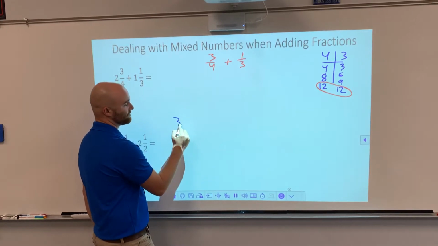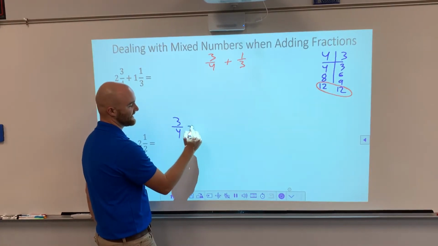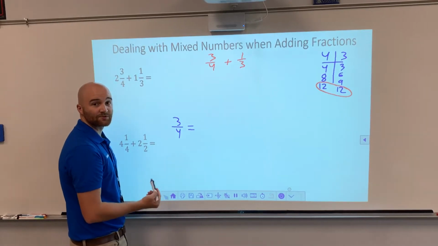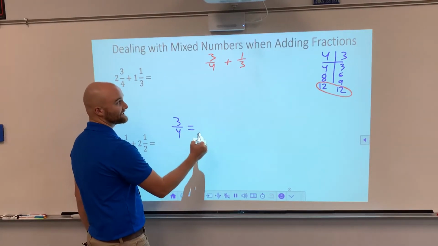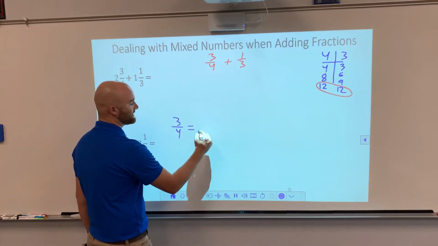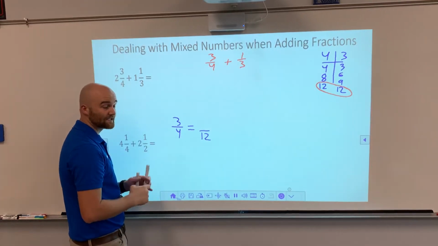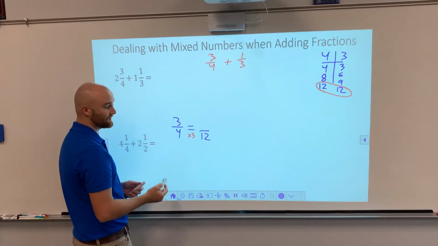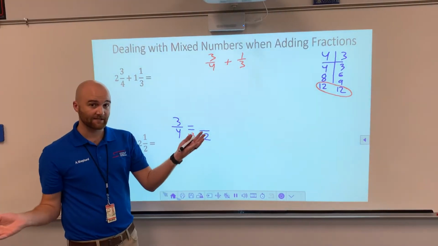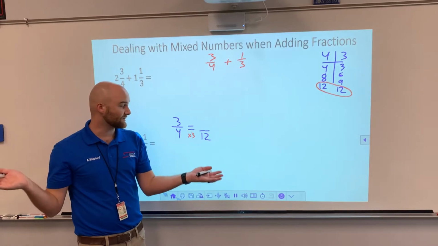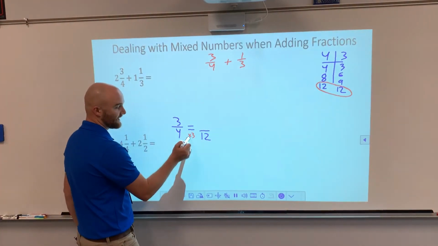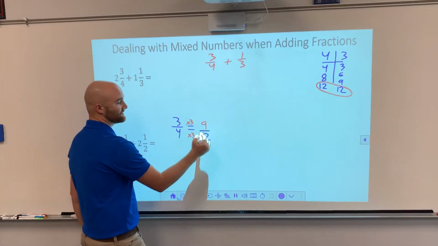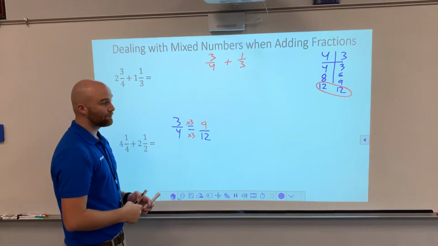So I'm saying 3/4 is the same as, is equal to. Sometimes you'll see an arrow there, sometimes you'll see an equal sign, but it's the same as how many 12ths? Well, I did times 3 on the bottom. So in order to keep them equal, remember the equal sign is like a balance. I can do whatever I want on one side as long as I do the same thing on the other. I did times 3 on the bottom, so I'll do times 3 on the top. That gives me 9/12.